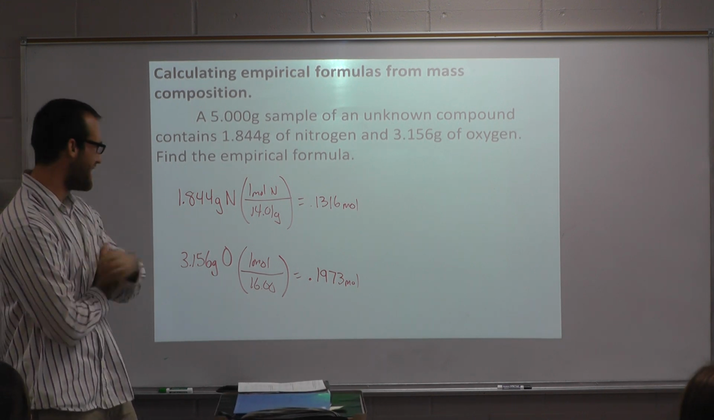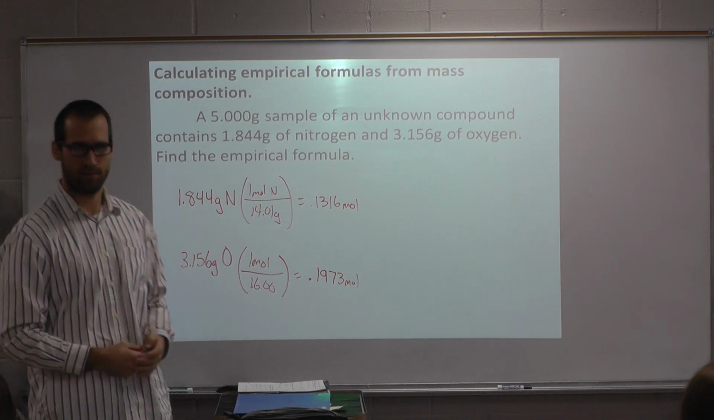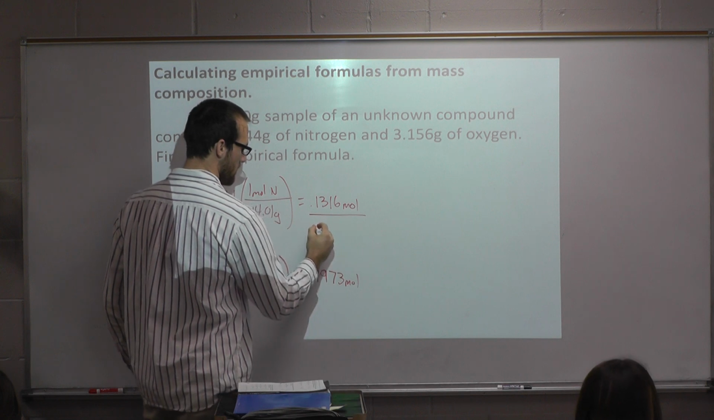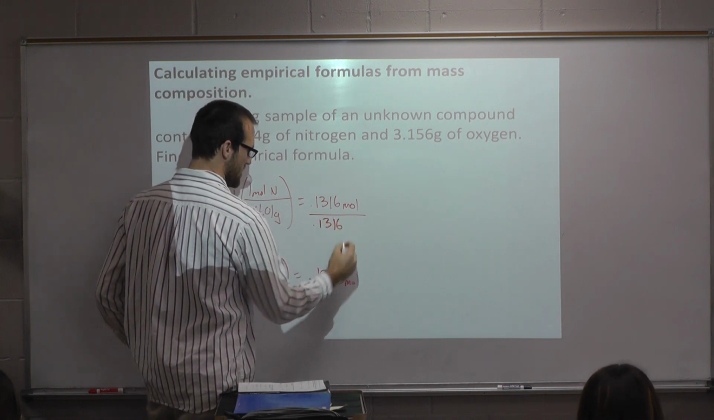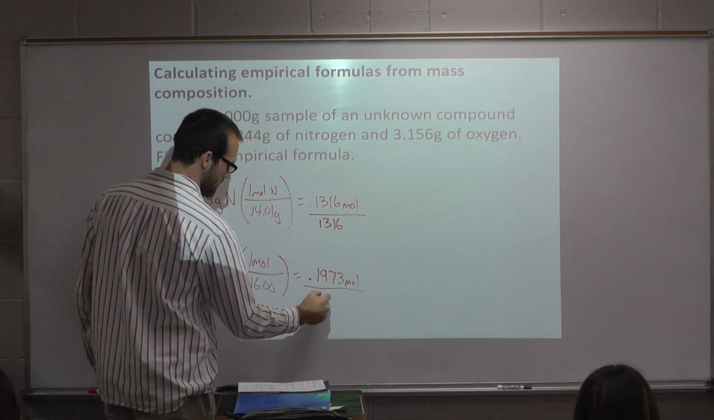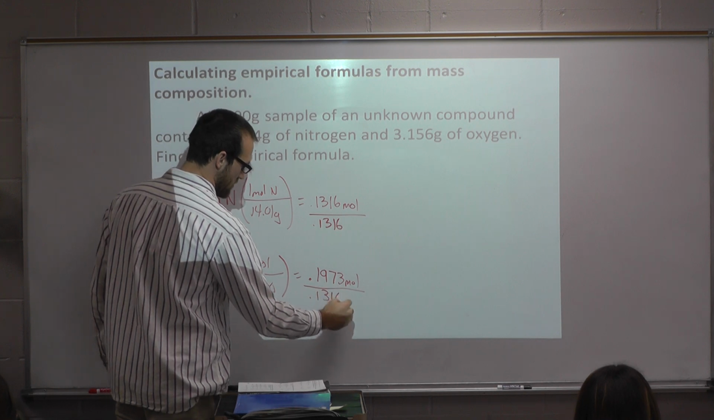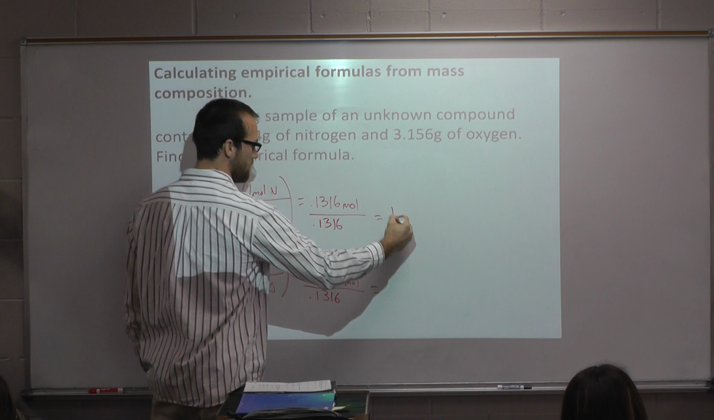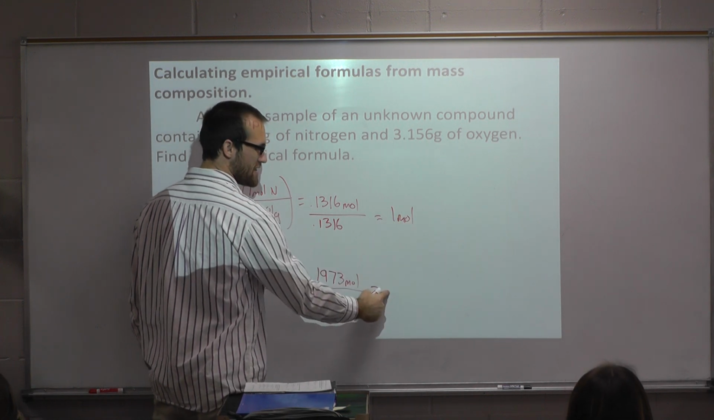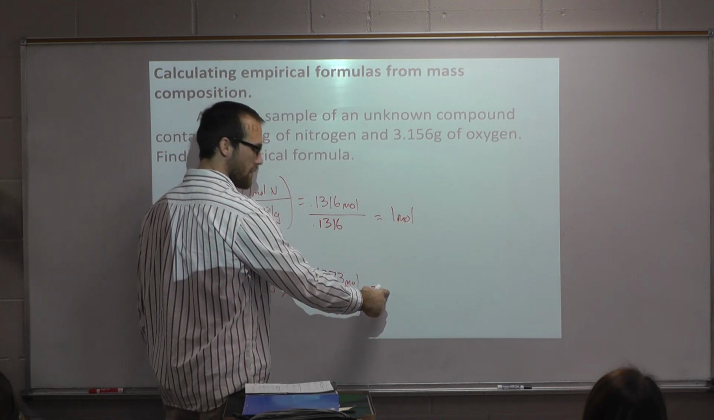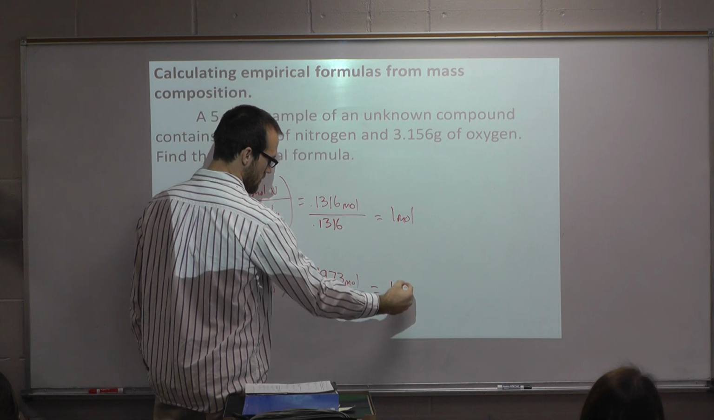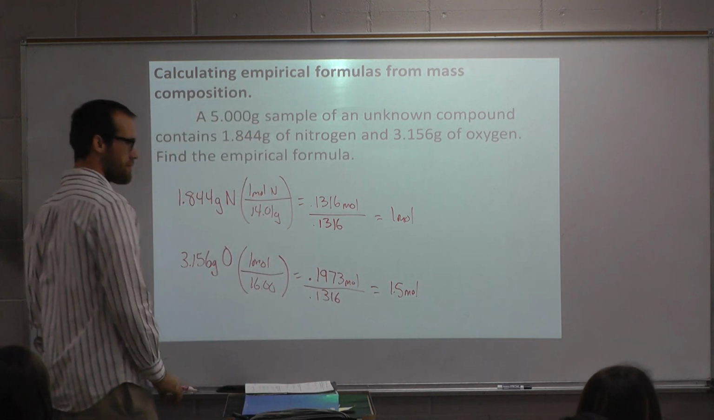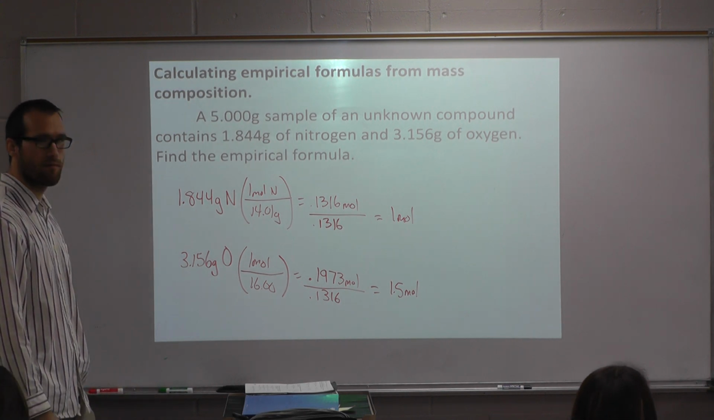Okay, what did I say the next step was? Divide by the smaller number, because that gives us our simplest ratio. Well, it actually isn't going to give us our simplest whole number, but this is going to give us our simplest ratio. This is going to be 1. 1.5. What is this pretty closely rounded to?